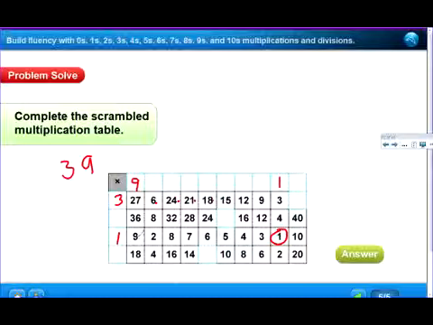Oh, that's looking like there's a 9. What other multiples of 18 are there? 9 times what equals 2? Now there's a blank spot here. Maybe we need to figure that part out. 1 times 6. So I'm going to put a 6 here.